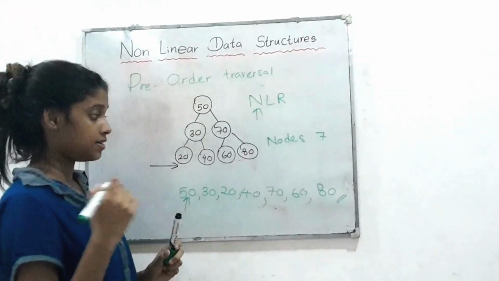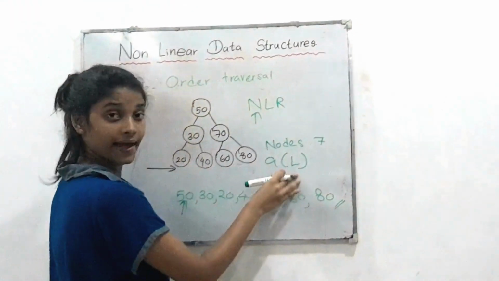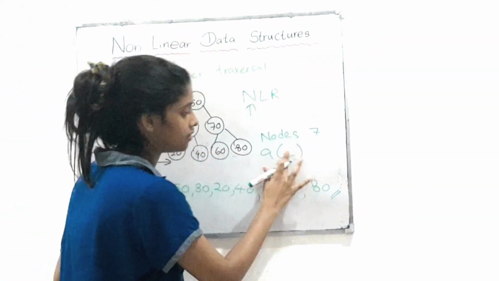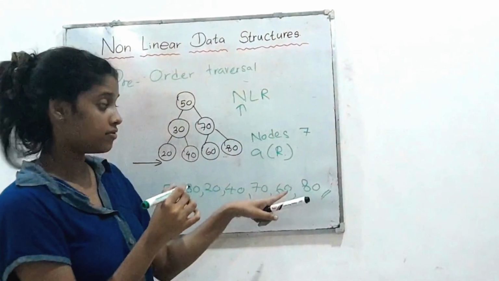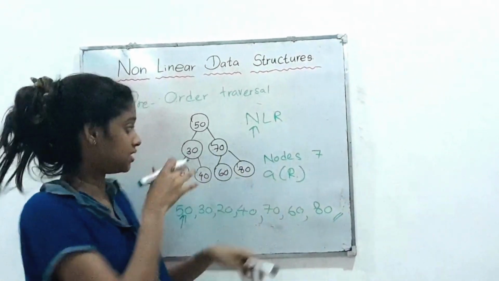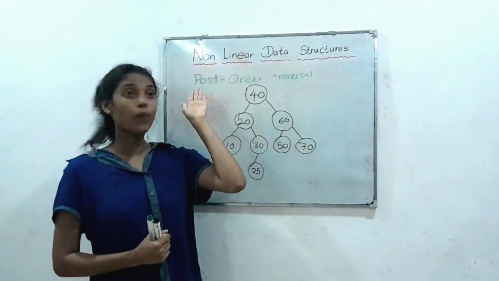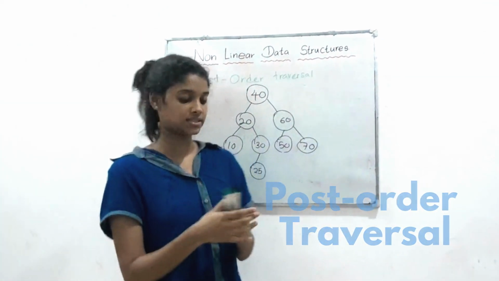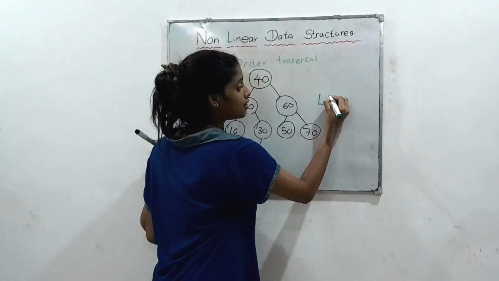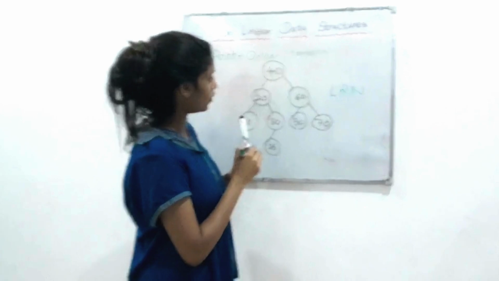Okay. If someone asks N, L, what's the answer? Then you have to calculate the left side nodes. And in here should be R. It should be the answer of the whole nodes in your right side. Okay? Okay, now let's see how to do post-order traversal. In post-order traversal, we follow this method. L, R, N.